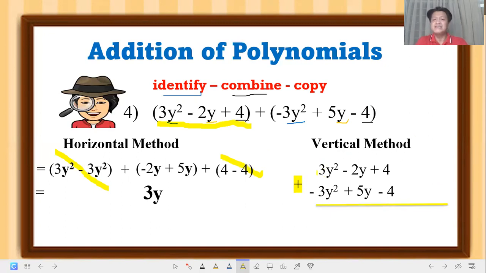Diba? What is 3 plus negative 3? Diba cancel na yan, 0 ng value. Okay. And then what is negative 2 plus 5? Okay, that is equal to 3 and copy the literal coefficient. Kaya 3y siya. And what is 4 plus negative 4? 0 na rin yan, kaya cancel. So meaning to say, kung mapapansin natin, di ba, they have the same answer. Okay, ibig lang sabihin yan, kahit saan po ang gamitin natin, whether gumamit ka ng vertical method or horizontal, as long as you can give the correct answer. Okay, kung saan ka mas mapapadala, it's up to you.